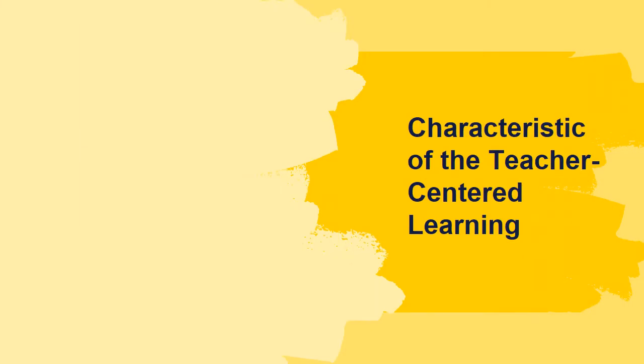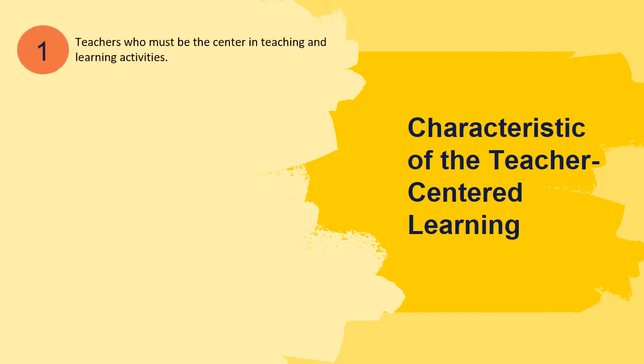Then I will explain about the characteristics of teacher-centered learning. There are four main characteristics that describe the teacher-centered learning method. First is that the teacher must be the center in teaching and learning activities. There are three main roles that the teacher must play, namely the teacher as a planner, as a conveyor, and as an evaluator. The second characteristic is that students are placed as learning objects.